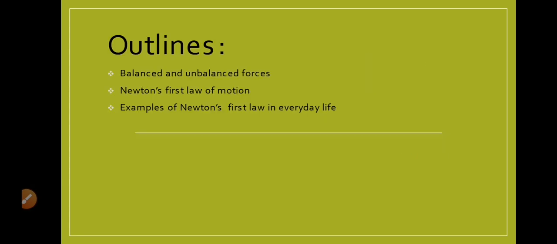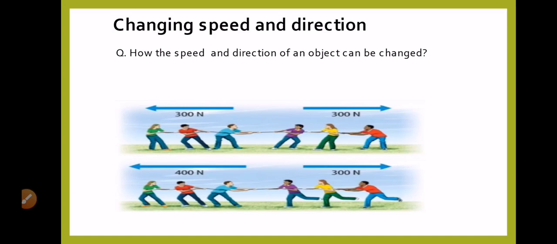Students, today we will discuss balanced and unbalanced forces, Newton's first law of motion, and examples of Newton's first law in our everyday life. Our today's topic is about changing speed and direction. How can the speed and direction of an object be changed?